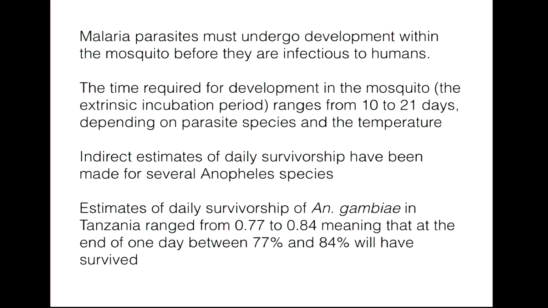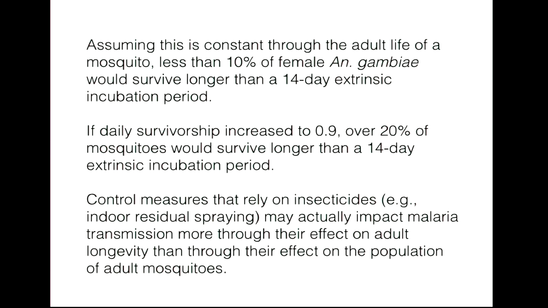How long do these last? There are some estimates for some species. For one particular species called Anopheles gambiae in Tanzania, the daily survivorship ranges from about 0.77 to about 0.84, which means that at the end of the day, if you started off with 100, roughly between 77 and 84% will have survived that day. If you assume that this rate, at which you lose a fraction of your population every day, is constant, less than 10% of these mosquitoes would survive longer than a 14-day extrinsic period. But if you increase that survivorship to 0.9, instead of between 77 and 84, over 20% of mosquitoes would survive longer than a 14-day extrinsic incubation period.